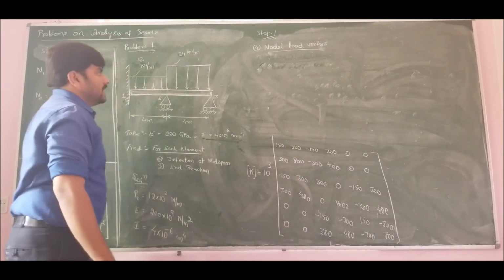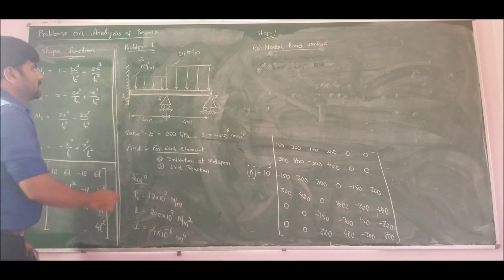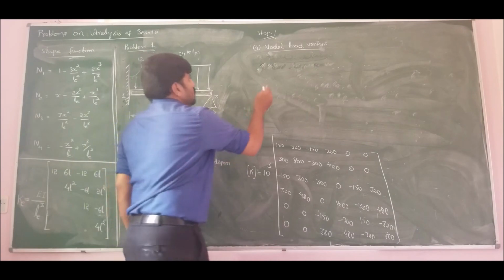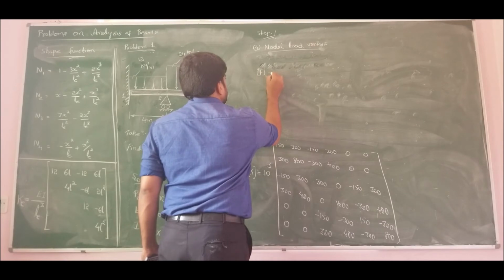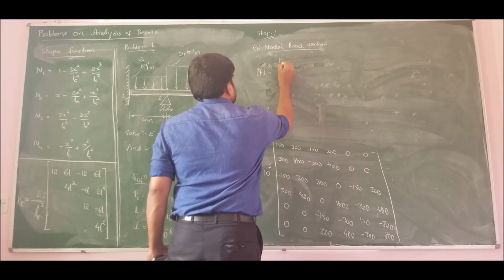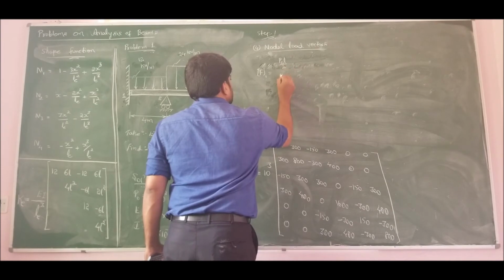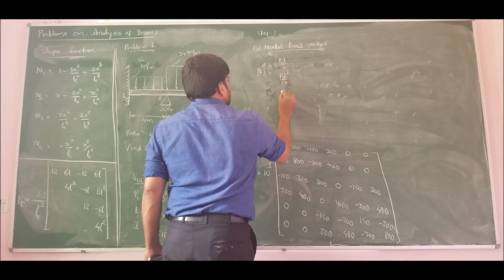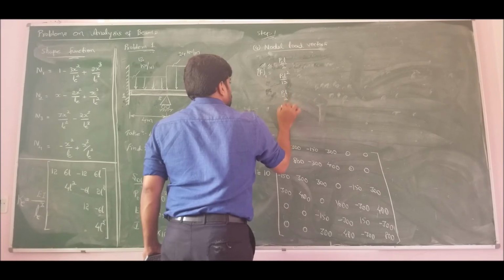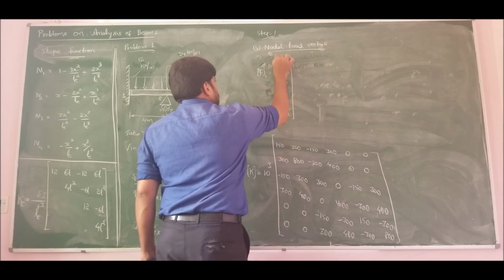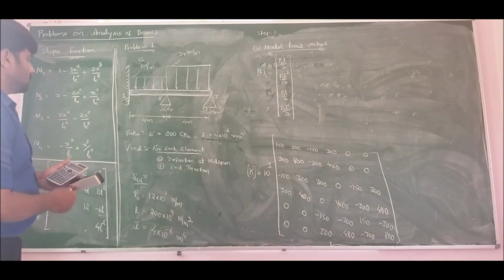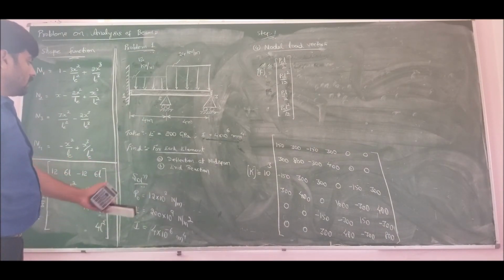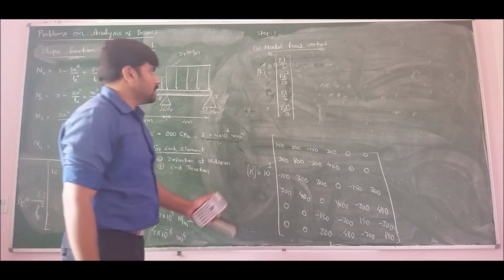So coming to nodal load vectors, element 1 has a uniformly distributed load. As we all know, for element 1, the nodal load vector for UDL is P naught L by 2, P naught L square by 12, P naught L by 2, P naught L square by 12. Therefore, if I substitute and simplify the corresponding values, P naught is 12 into 10 to the power of 3. Let me take 10 power 3 common.